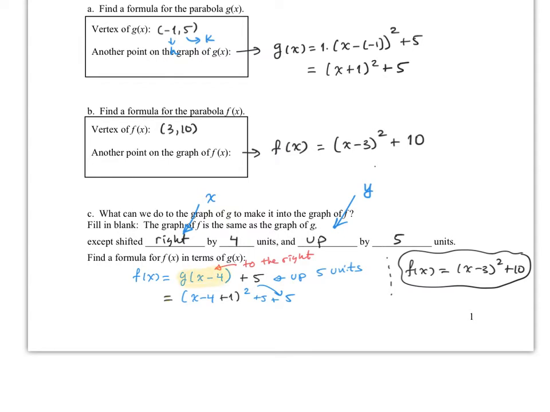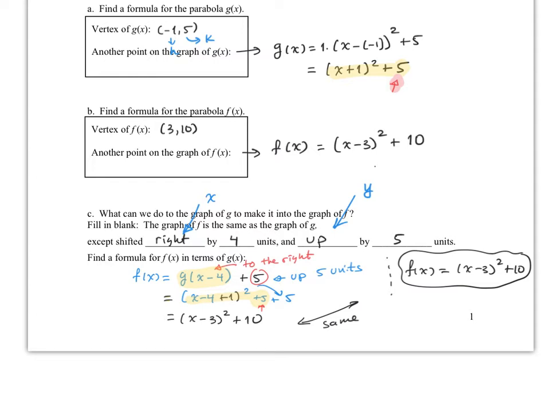For g of x minus 4, you have to use this formula and it will give you this match. So this 5 corresponds to this 5 right here, and then here you have an extra 5. Notice that if you simplify this, it is going to be (x minus 3) squared plus 10, which is exactly the same thing as that. Okay, and this is pretty much the most difficult part of this section, to write a function in terms of the other.